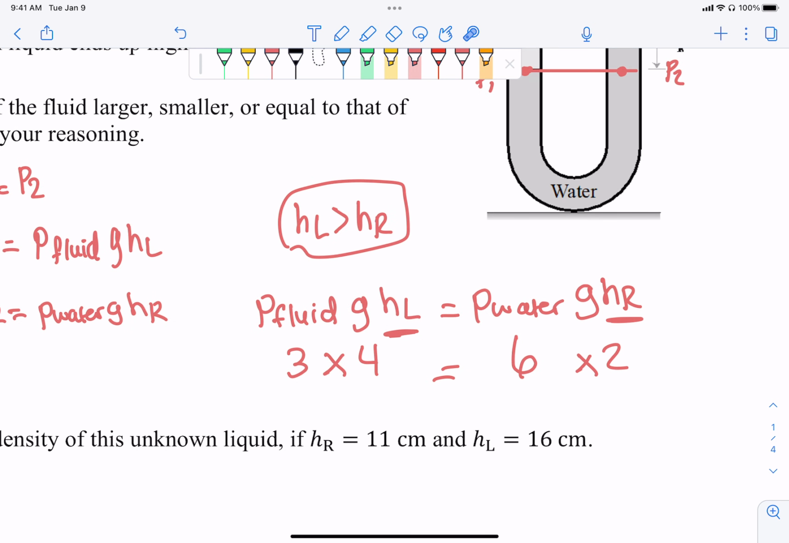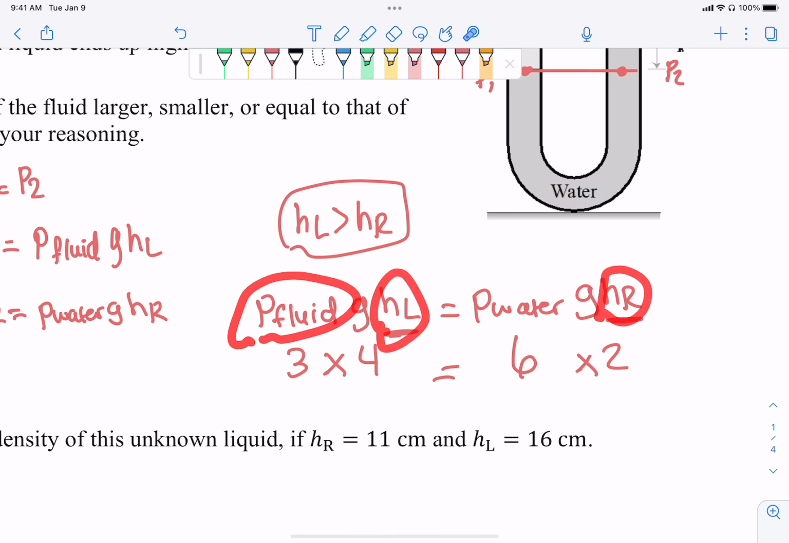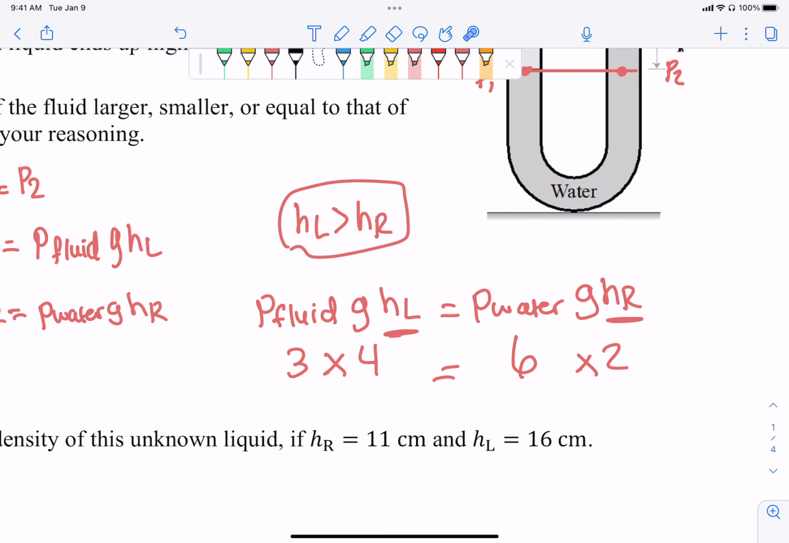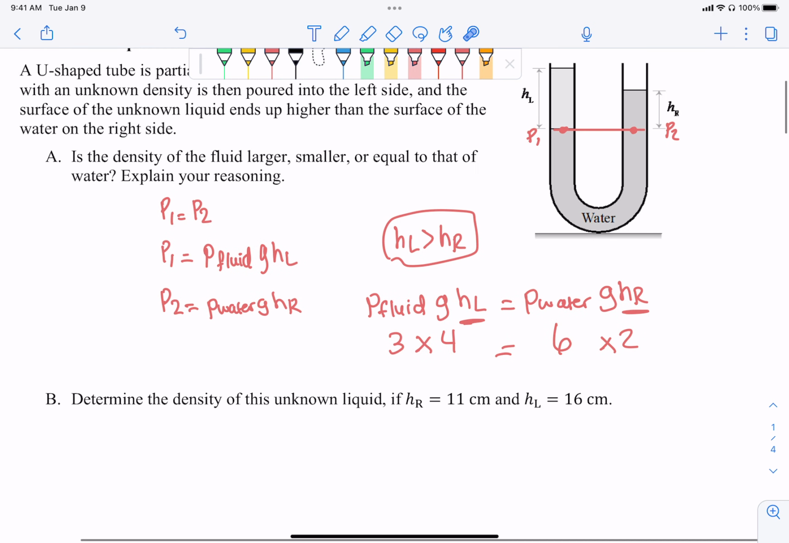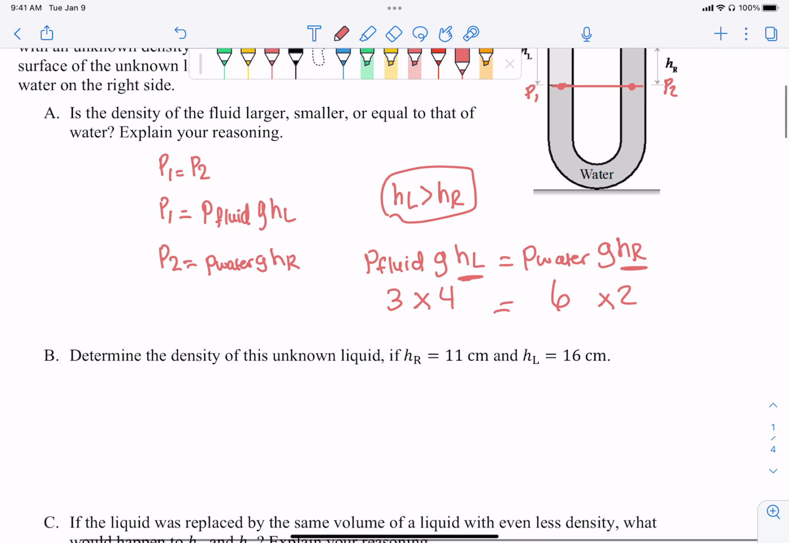So it's kind of like, as Meek said, we're just compensating and making sure that you're still in equilibrium, so you have these overall terms all equal to each other. If I have this height greater than this height, this fluid density has to be less than the density of the water in order to maintain that same pressure value. So does that make sense for part A?